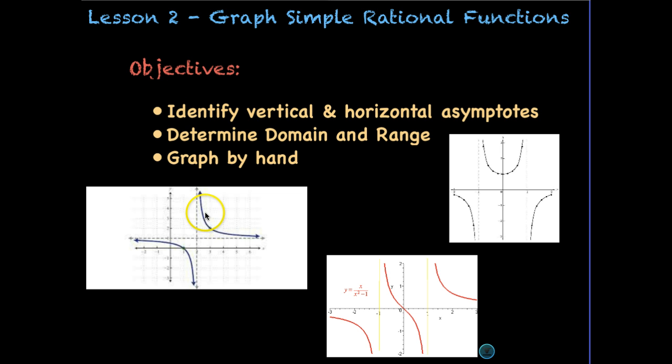Now you'll notice I have 3 different graphs here. These are all graphs of rational functions. They can get a little bit crazy, but in this lesson we are just going to be graphing simple rational functions. So we'll just be graphing this type of graph here on the left with just the 2 different legs.